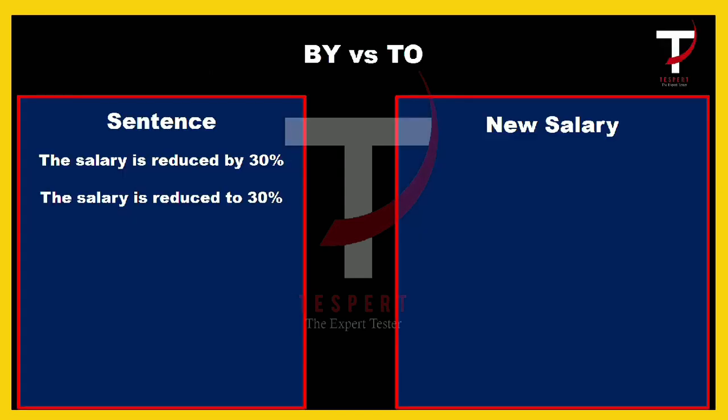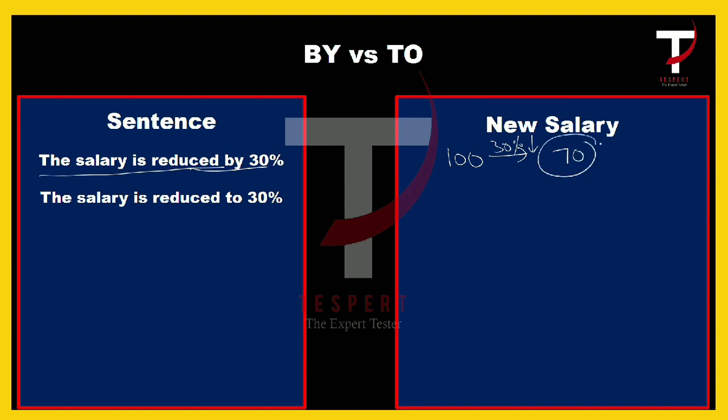Yes, "by" versus "to". There is a clear difference between "by" and "to". What is the difference? If we consider this statement, the salary is reduced by 30%. Reduced by 30% means, if we assume the initial salary to be 100, it got reduced by 30%. So 100 minus 30, the final salary is 70 rupees, 70%.